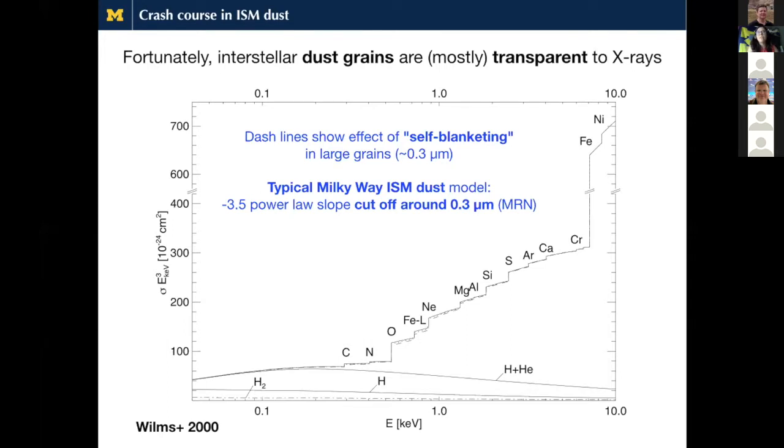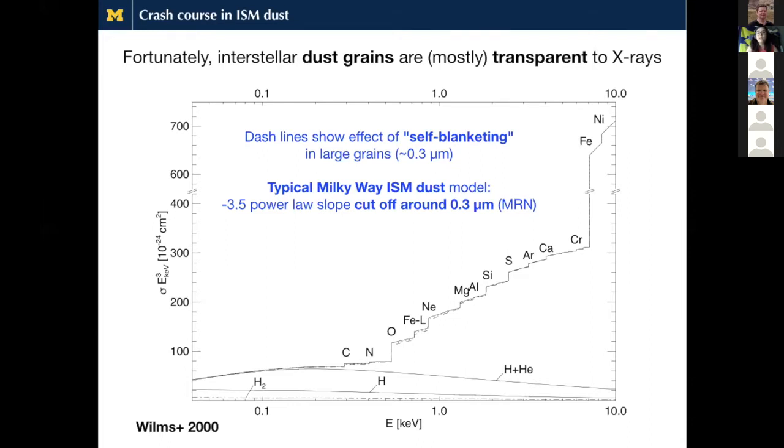You do have this effect, which is sometimes referred to as self-blanketing. And essentially what that means is that the dust grain is so large that the X-rays aren't actually able to penetrate the entire grain. So you actually get a reduction in the photoabsorption effect because you're not probing all of the metal that's locked up in the solid phase.